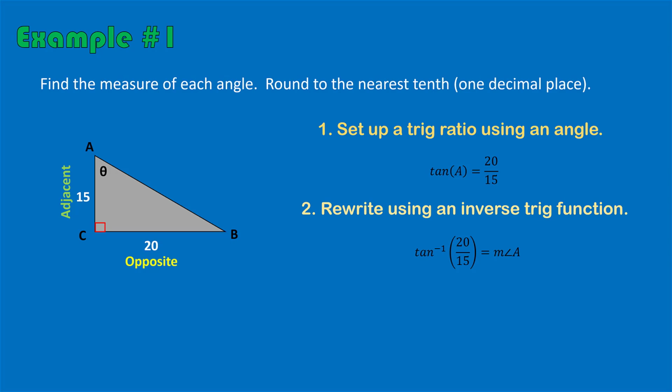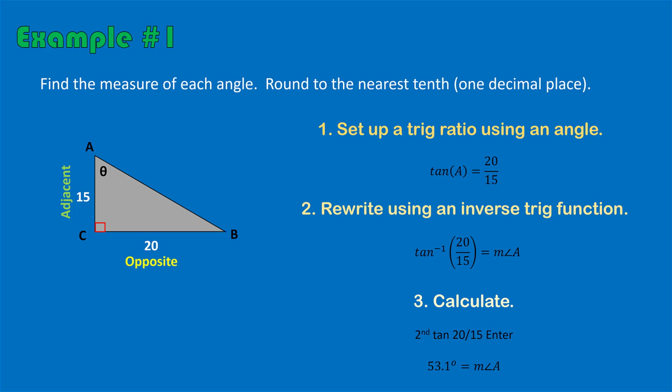After you've written your trig ratio, go ahead and rewrite it using the trig inverse function. So what you do is you do tangent inverse, that little -1, and then swap the spots of the ratio and the angle. So now tangent inverse, my ratio, 20 over 15, equals the measure of that angle I'm looking for, A. And at this point, we just calculate.